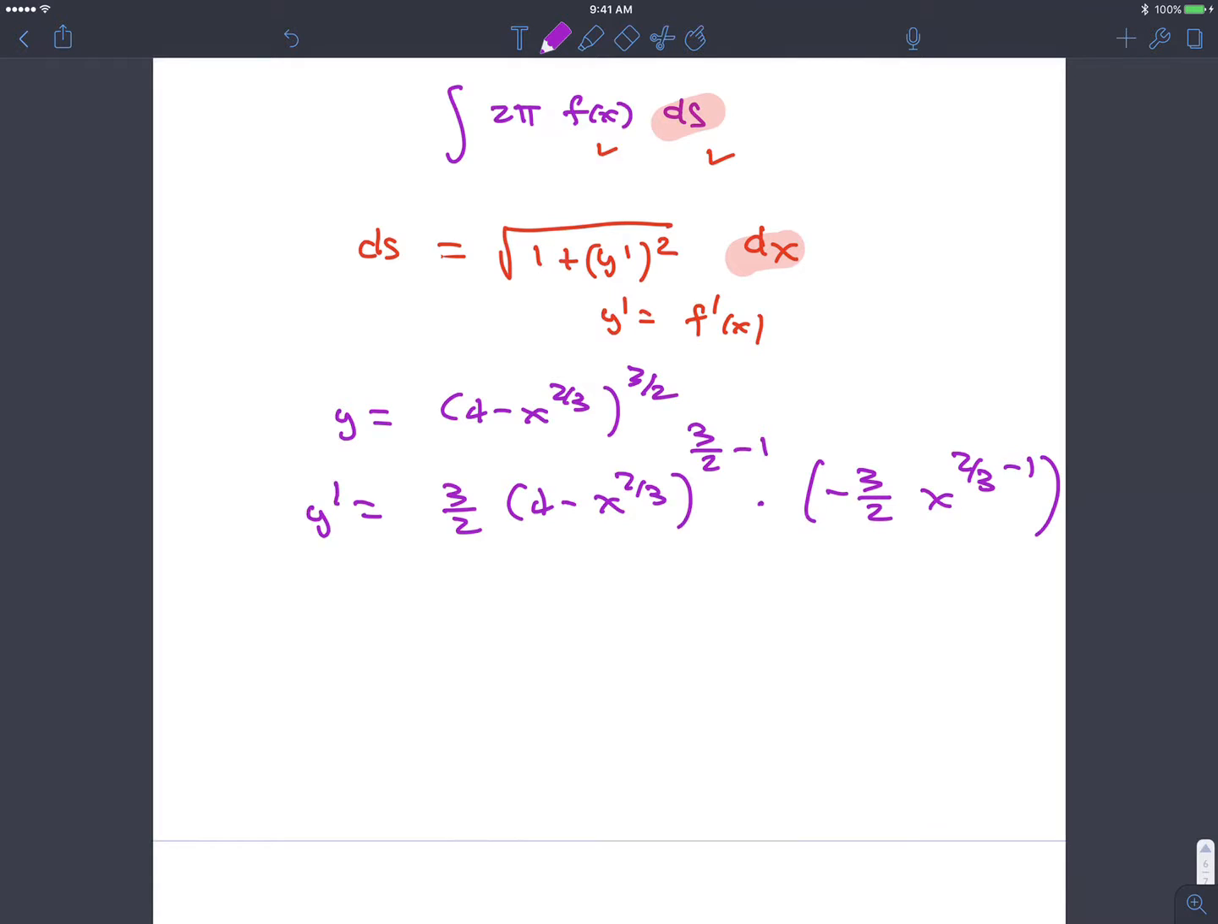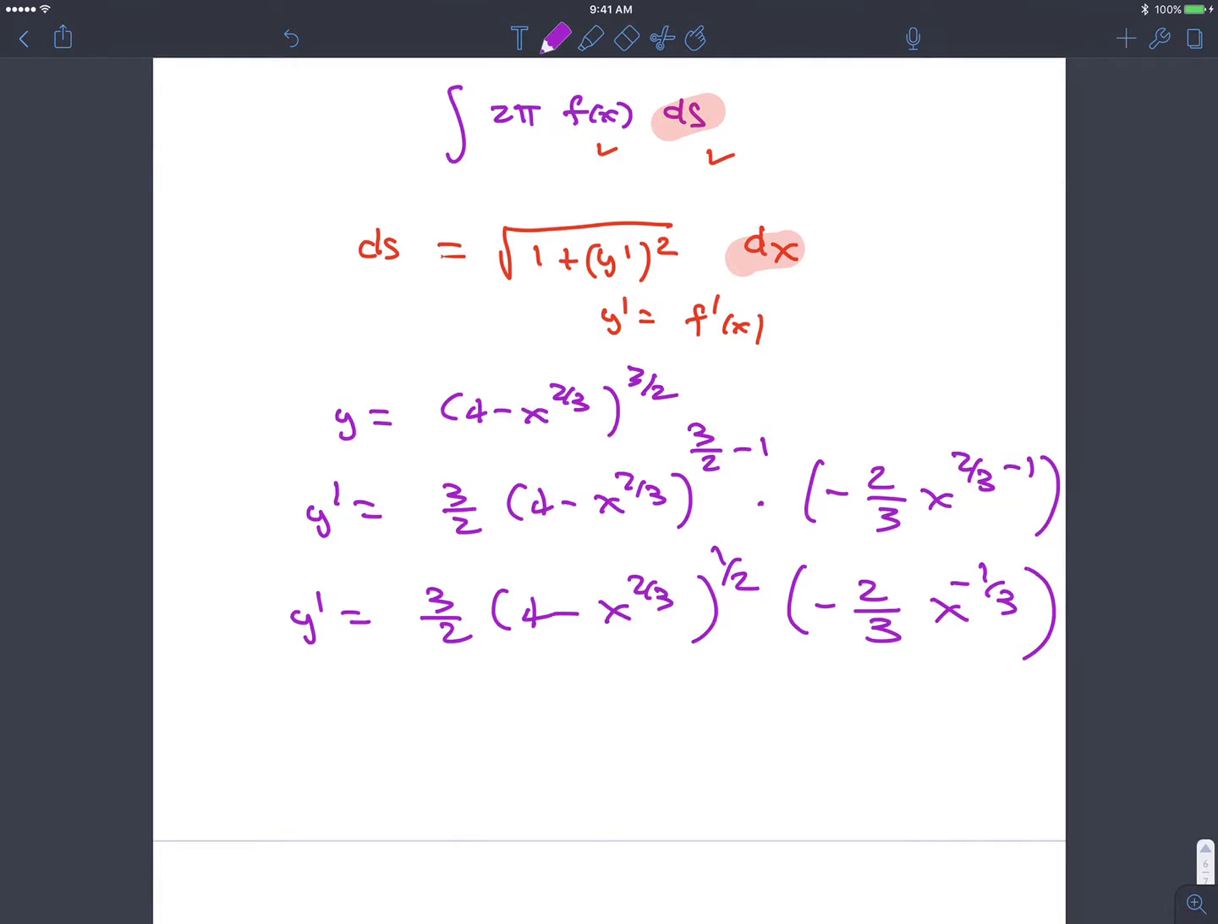Okay, you guys okay with that one? So you're going to have to use some chain rule here. Oh, we made a mistake. You guys didn't catch it? Negative 2/3, sorry. Okay, so let's see what this derivative is. We're going to have 3/2 here. We're going to be careful. 4 minus x to the 2/3. 3/2 minus 1, isn't that 1/2? And then I got a negative 2/3 x to the negative 1/3. Okay, you guys okay with that one?